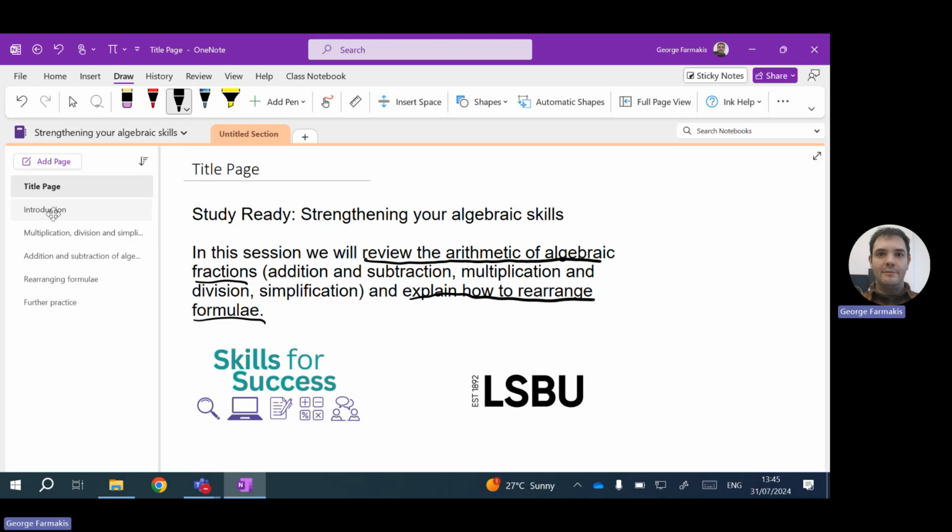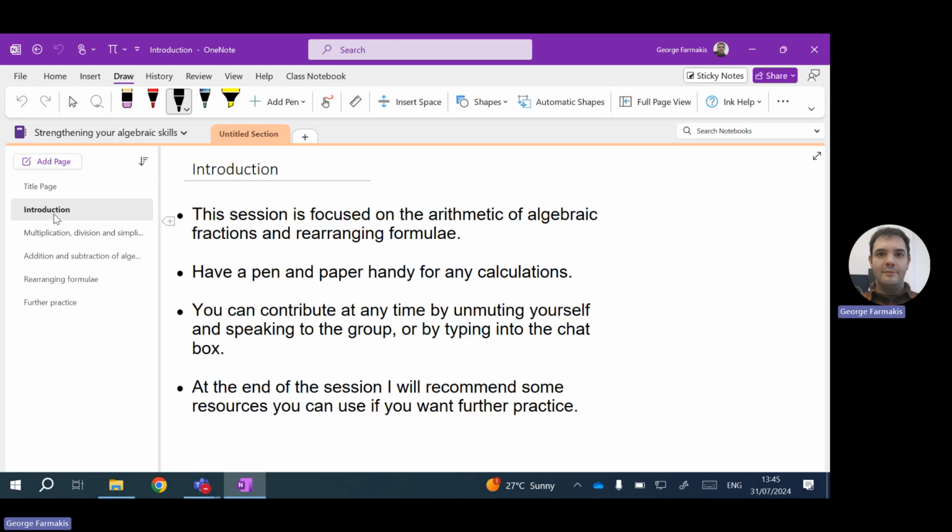So here is a quick overview of the session. First we're going to go through the arithmetic of algebraic fractions, do some examples there, and then we're going to move on to the topic of rearranging formulae. At the end of the session, I will recommend some resources you can use if you want further practice.